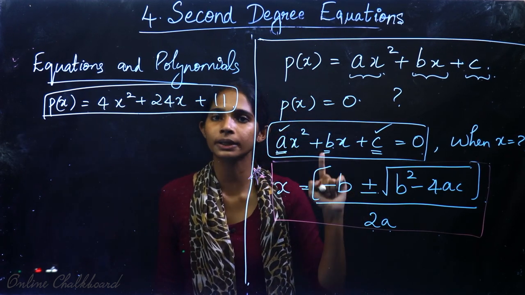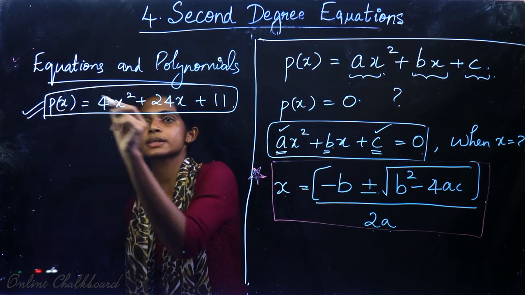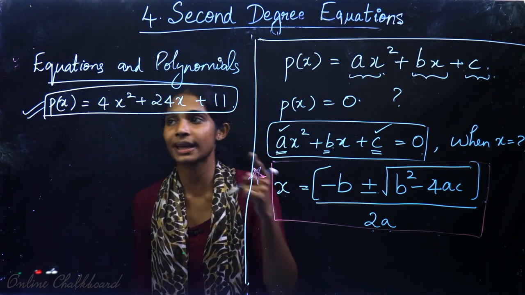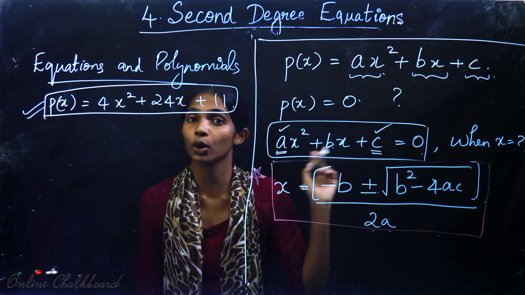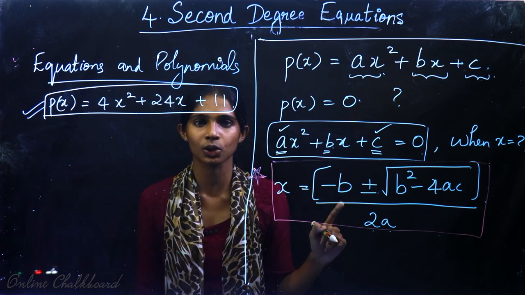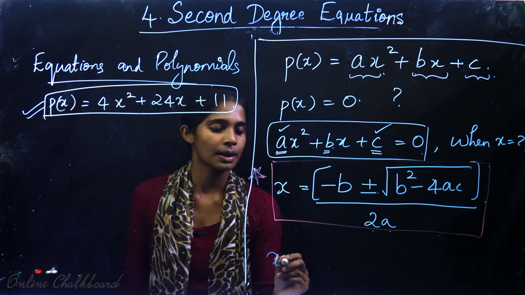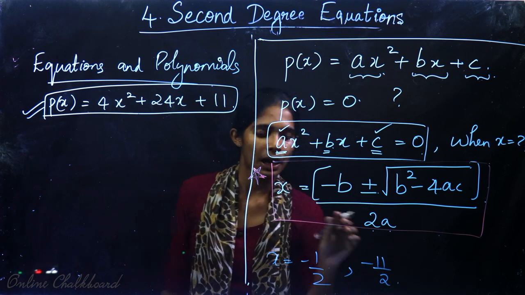Okay, so the general formula, everyone has understood, hopefully. The question we did previously: p of x is equal to 4x square plus 24x plus 11. At what value of x will we get p of x equal to 0? We solved that using completing the square, so you remember the answers: x is equal to minus 1 by 2 and x is equal to minus 11 by 2.